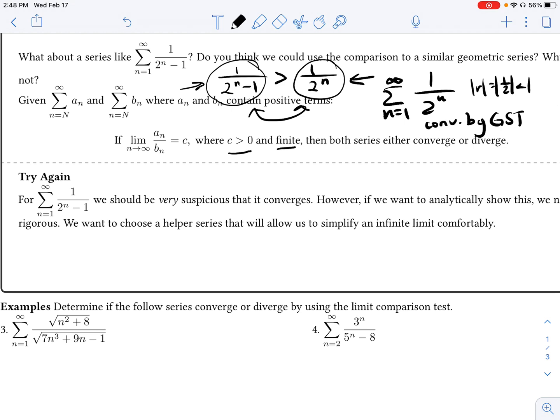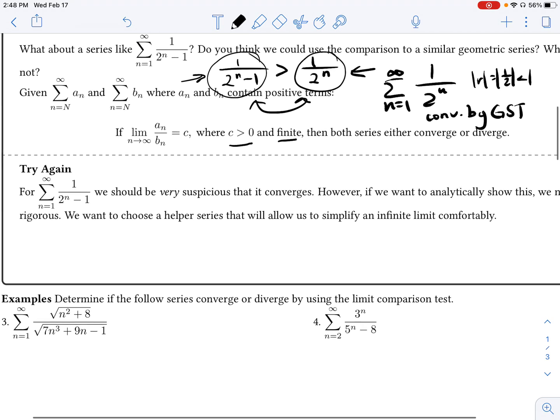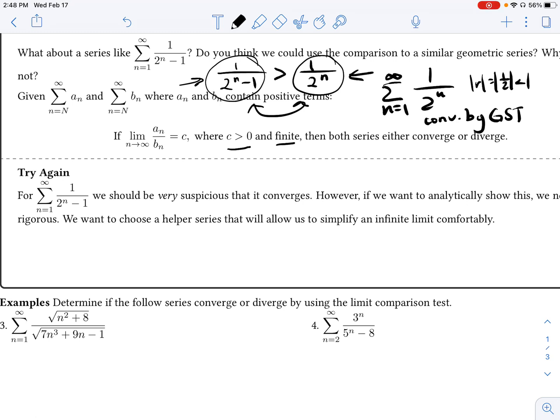Now, what's neat about the limit comparison test is you don't have to stumble and try to figure out whether or not that series is larger or smaller, although we do know it is smaller. But you can just go ahead and look at the limit of their ratios. So we would say the limit as n approaches infinity of our current series that we're trying to determine the convergence for, divided by the series that we're comparing it to, 1 over 2 to the n. Let me actually move that up so we have a little bit more space to work with.